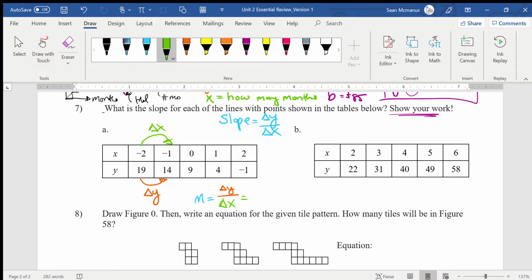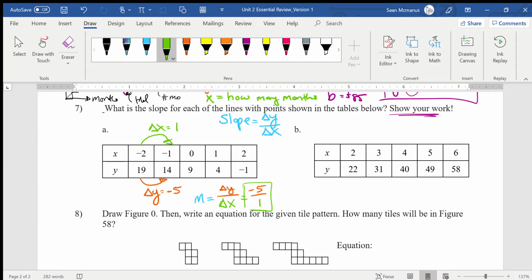All right, so for this first one, problem A, the change in the y, if we just look at these first 2 points, from 19 to 14, that's going down 5. And if I look at the x coordinates for those first 2 points, from -2 to -1, remember, we're getting closer to 0, that's actually going up 1. So my slope would be change in y is -5, and the change in x is 1. That's my answer.